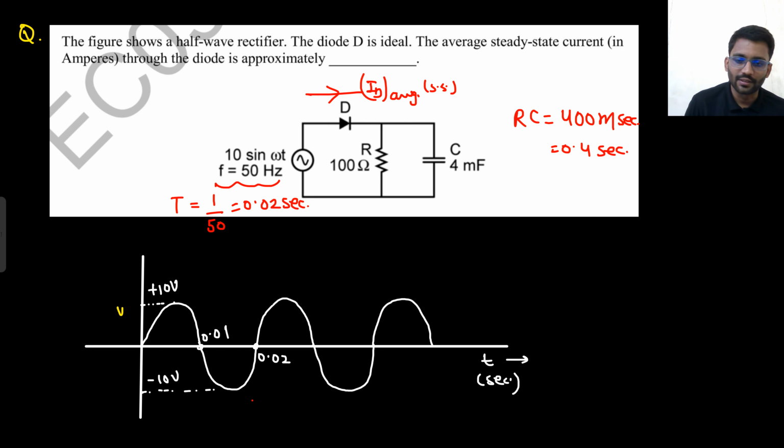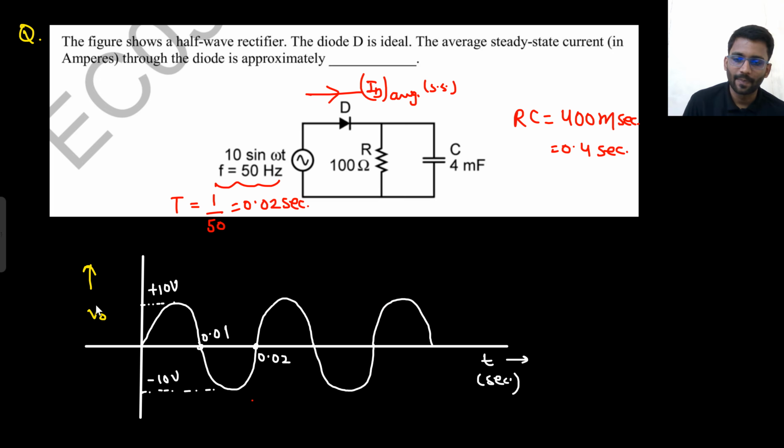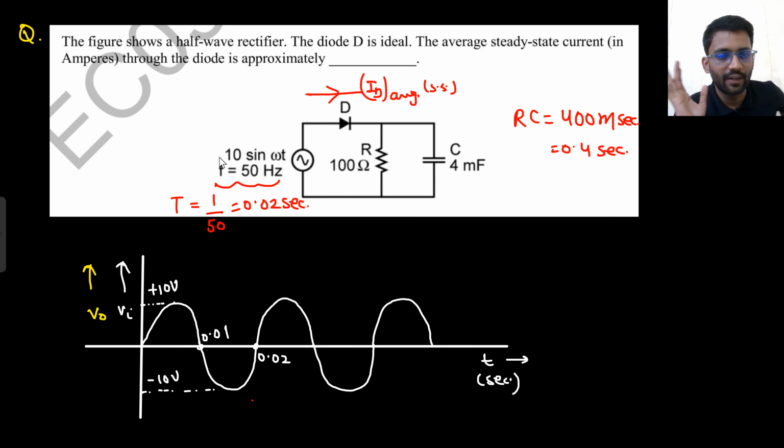This V0 waveform we will also draw here, and let's talk about Vin. This is your Vin. Initially the positive cycle is coming, that means the diode will be on. If the diode is on, the capacitor will follow the input. Are you getting this point? Here 10 sin omega t is applied, so the input is slowly rising and the diode is on.